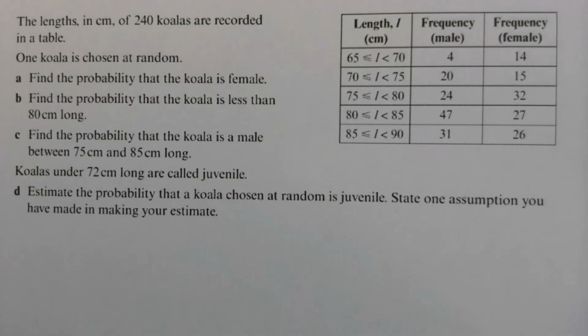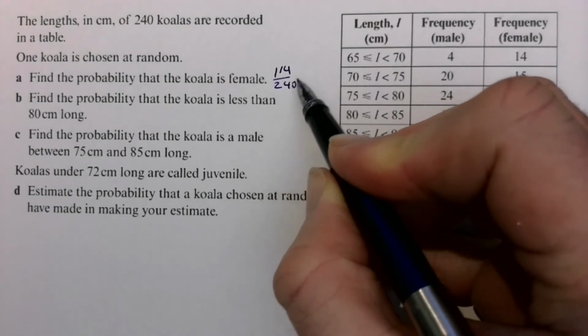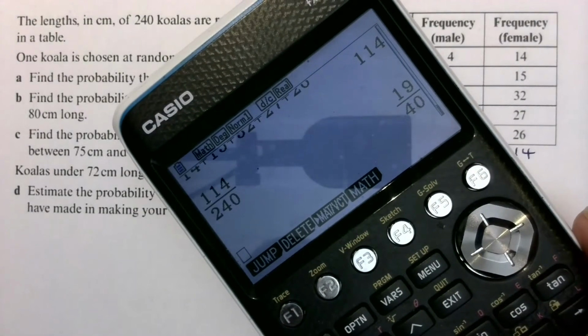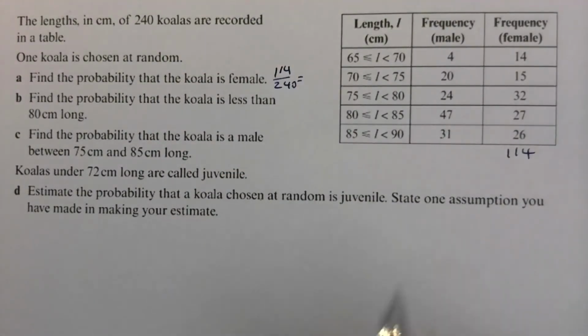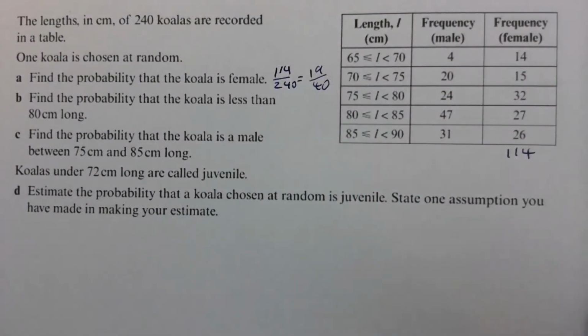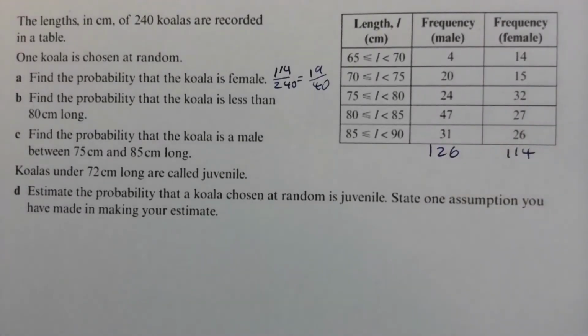So, the probability that the koala is female. Well, first we need to work out how many females there are, and then how many there are altogether. Now we do know that there's 240 altogether, so we could just say 114 over 240. Stick that in your calculator and press equals, and it'll simplify it for you to 19/40. We could double check we're right, of course, by adding up how many males we've got, which is 126, and checking that adds to 240, which it does.